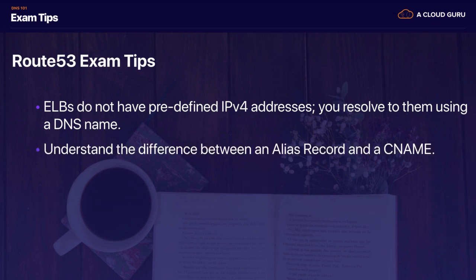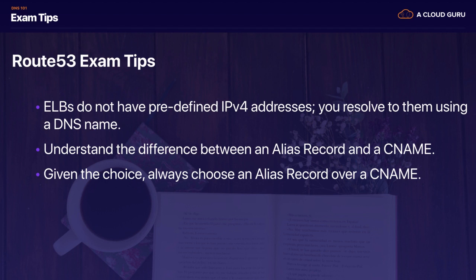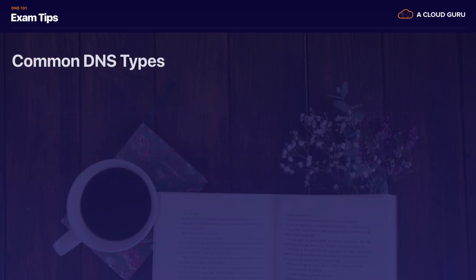You really need to understand the difference between an alias record and a CNAME. So just remember, when we're doing our zone apex record or our naked domain name, and we're trying to point that towards an EC2 instance, for example, we're going to be using an alias record. We're not going to be using a CNAME. So if you're in the exam and you're given a choice between an alias record and a CNAME, always choose an alias record.